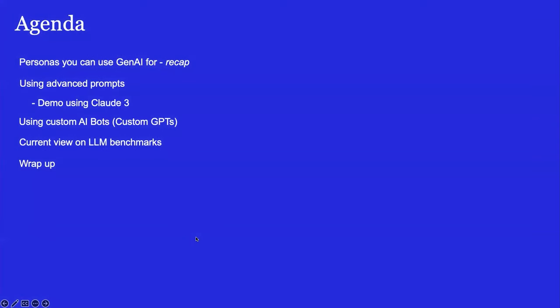So let's look at the agenda for today. We'll start with the recap of the personas you can use Gen AI for. That was from my previous webinar late last year. We will dive into using advanced prompts. I'll be using two LLMs for this. I'll be using OpenAI's GPT-4, and then I'll also do a demo using Claude 3 Sonnet model, which are both fantastic. Then I'll talk a little bit about how you can use custom AI bots, custom GPTs. These are available if you pay $20 a month to OpenAI.